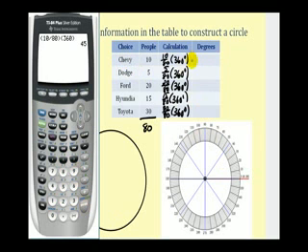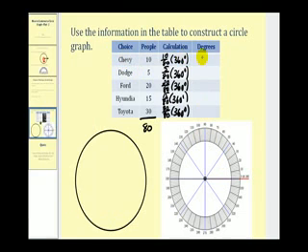So this first category would be 45 degrees. Well, 5/80ths is half as many as the first category, so that would be half of 45, that's 22.5 degrees. Notice the next category is twice the first category. Well, 2 times 45 degrees would be 90 degrees.